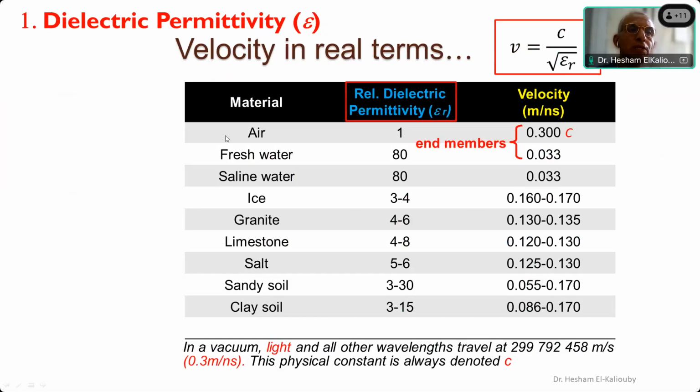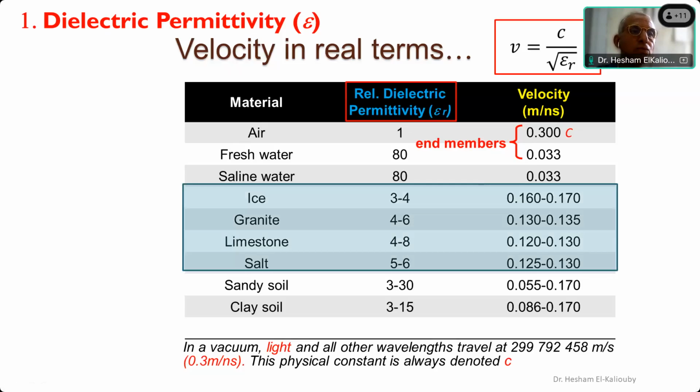1 corresponds to air or vacuum, and the velocity of GPR in air and vacuum is about 0.3 meter per nanosecond. While for fresh water or saline water in general, it's about 80, and the velocity in water is about 0.03 meter per nanosecond. Most of the other earth materials like granite, limestone, salt, ice have a very small value, ranging from 3 to 8. And this also has a reflection on the velocity of the subsurface material.